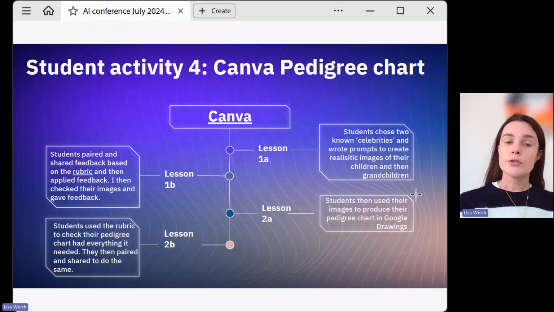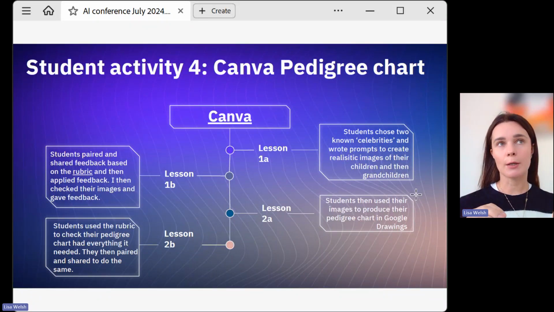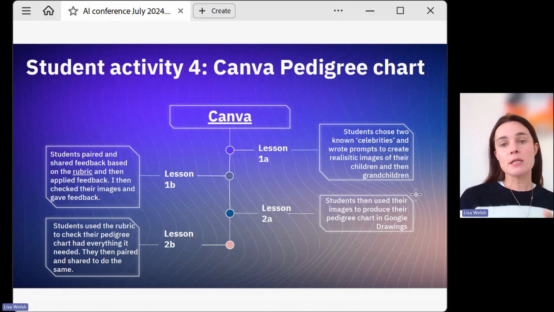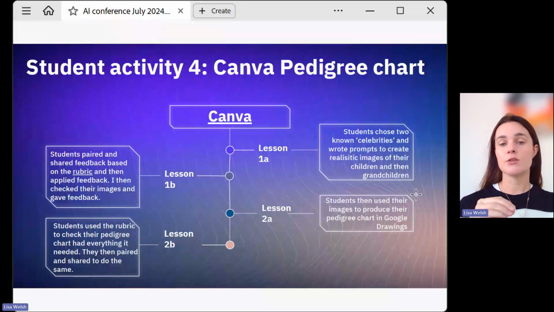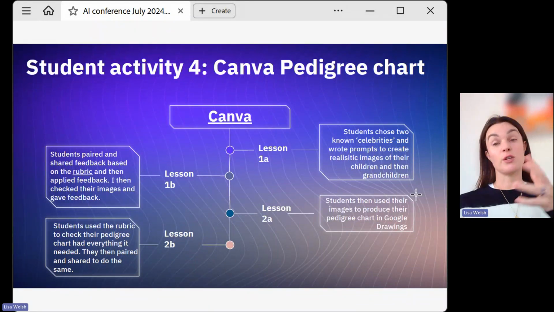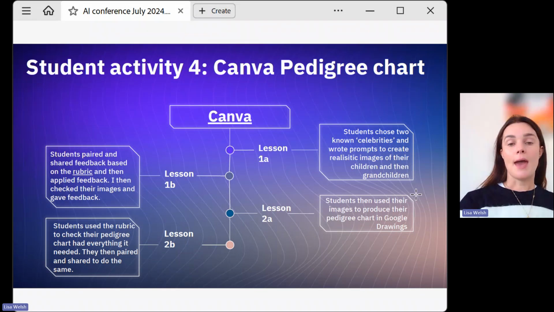So, as a biology teacher, I did this as a very basic introductory lesson into pedigree charts and genetics and inheritance. And so basically what the students had to do is they had to choose 2 known celebrities, and then they had to write prompts to create realistic images of their children and then the children's children. So in other words, grandchildren. So we did that for the first part of the lesson.